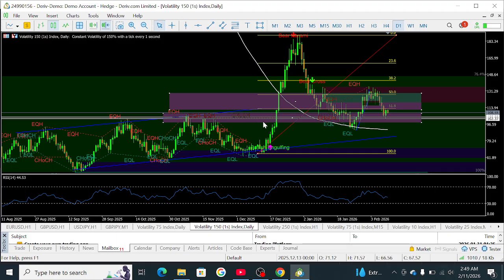So between these two fair value gaps, one is more important than the other. The one that coincides with the old high here is more powerful than the ordinary one here. And this is what ICT calls institutional order entry drill type 1. So this is what you should take note of.